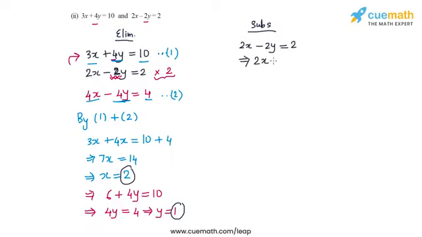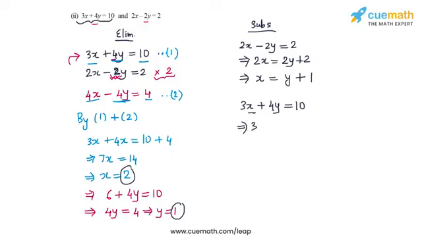So 2x is equal to 2y plus 2, and from here I can write x is equal to (2y plus 2) divided by 2, or y plus 1. So x is equal to y plus 1, and now I can substitute this into the second equation. So the first equation is 3x plus 4y is equal to 10. So here I will substitute, instead of x, I can write y plus 1.